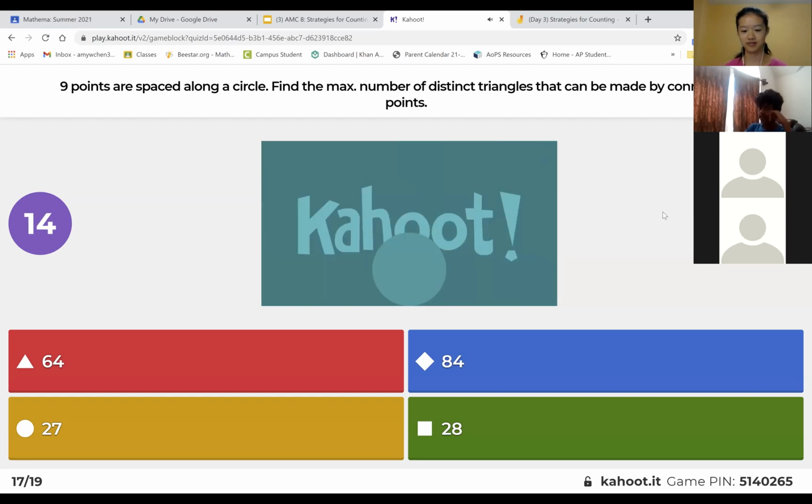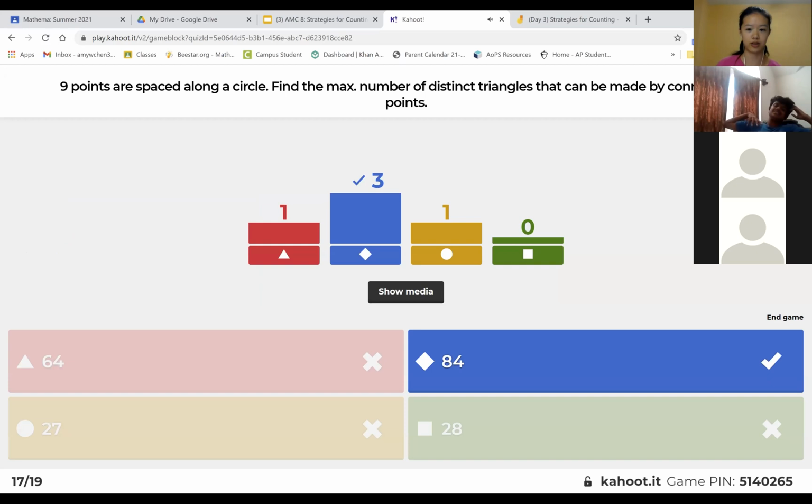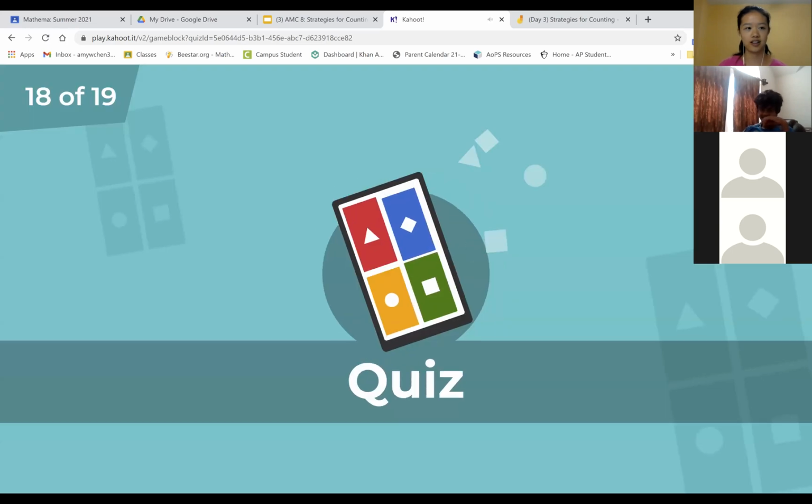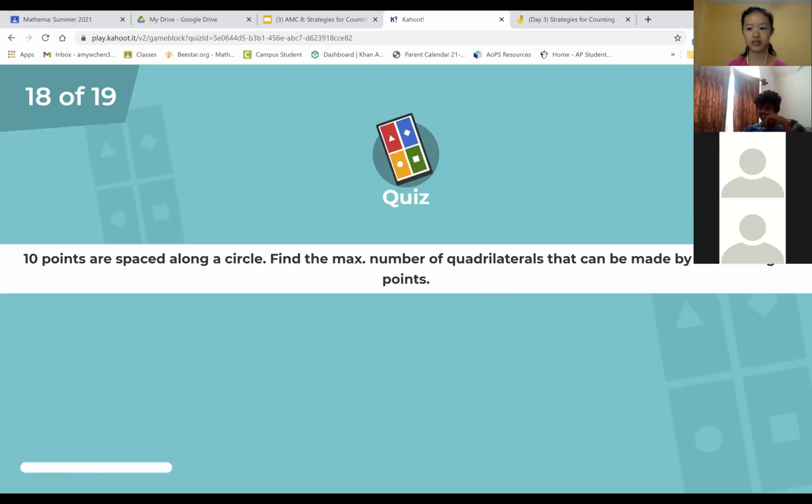There might be a twist, right? I don't think this one has any twist. If it doesn't have a twist, then I got it right. I don't think it should have a twist because it's spaced along a circle, so there shouldn't be any weird overlapping things. Yeah, it's 84 because it's just 9 choose 3. Nothing out of the ordinary for this. I need winner AR to get something wrong.